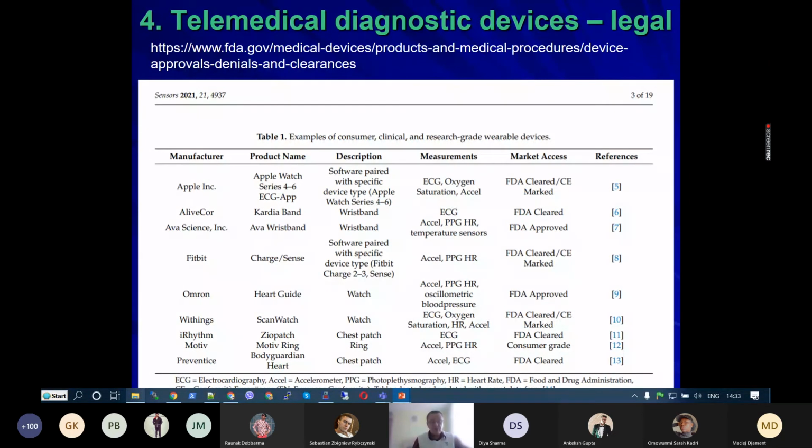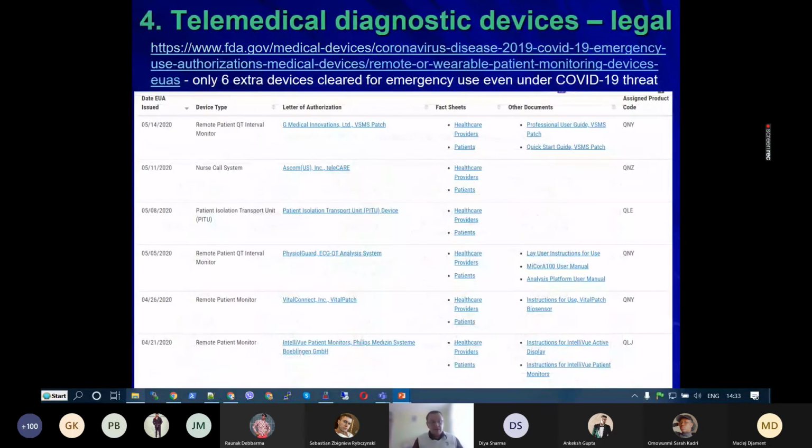So here is a list of a few devices adopted by the United States Food and Drug Administration, or even under specific circumstances, under the threat of the COVID pandemic during spring of 2020, there are 6 more devices adopted for emergency usage. For sure, it's not a full list. There will be new adoptions at the end of the year, and the previous list is also not everything that is adopted.